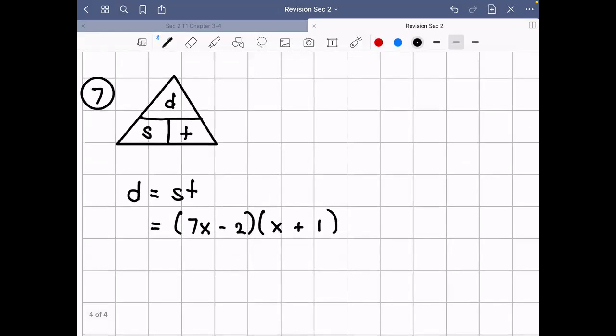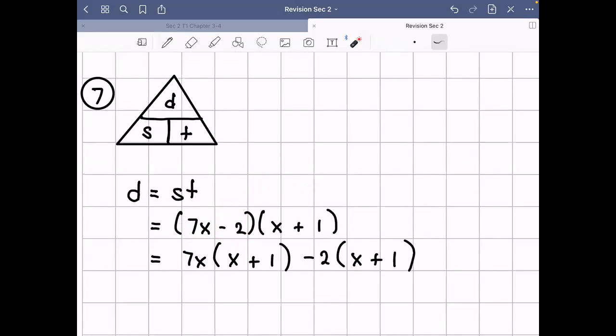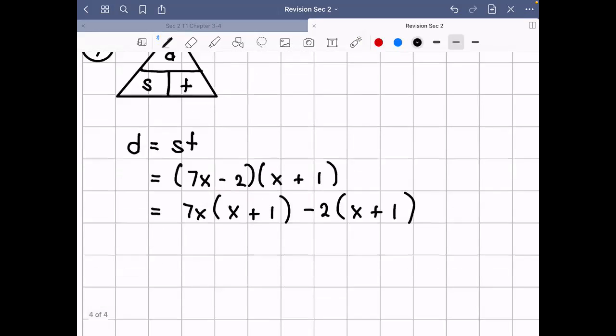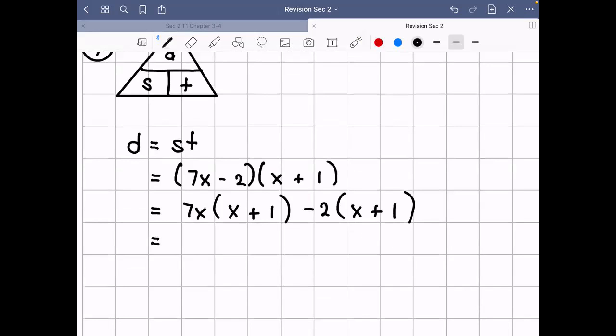So we just need to multiply these two. So again, it's 7x times x plus 1, and then minus 2 times x plus 1. So be careful with your signs. So that's equal to 7x squared plus 7x. Okay, so this times this is 7x squared. 7x times 1 is 7x.